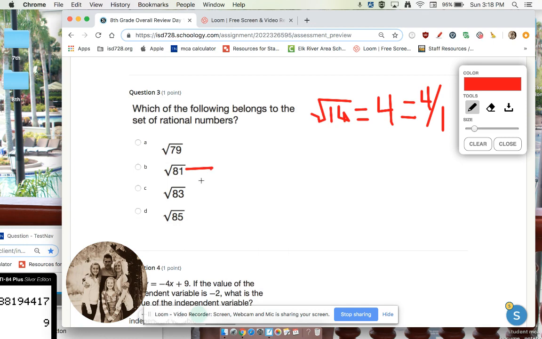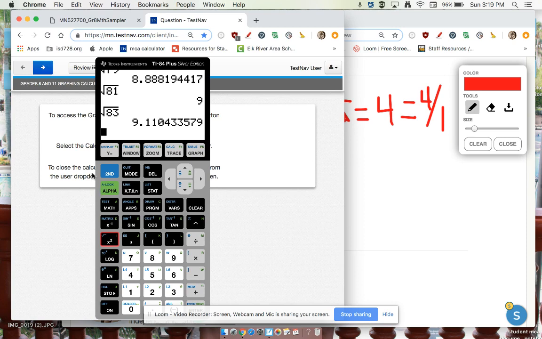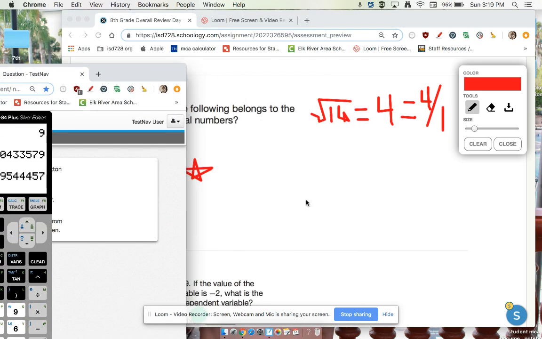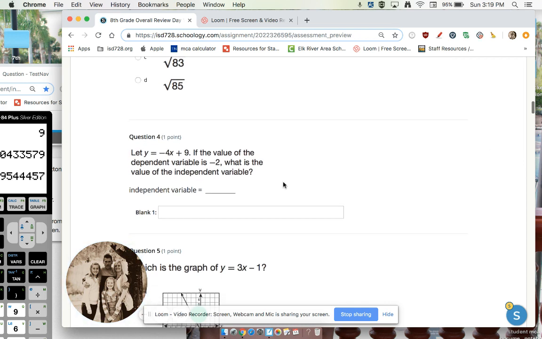I'm just going to check to make sure that the other ones are not rational. Square root of 83 is not perfect, so that's not a rational number. And lastly, the square root of 85 is also not perfect. So my only perfect square is 81, so that's a rational.